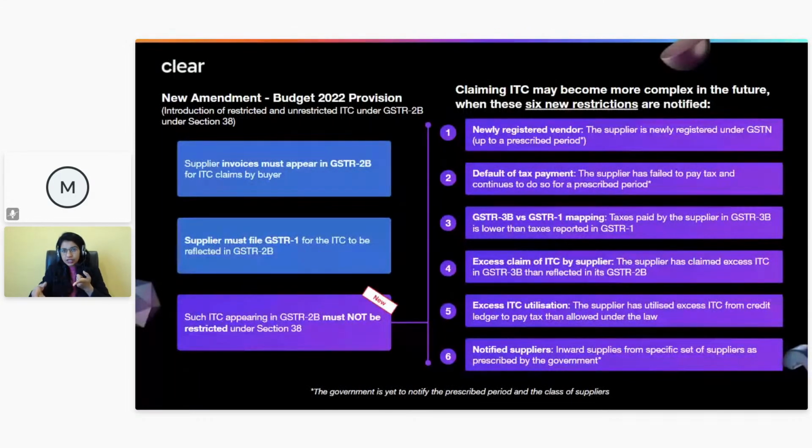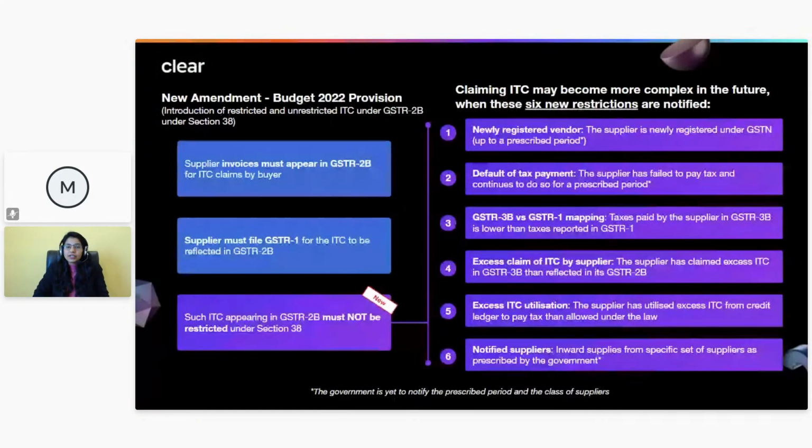Then there was another condition which was recently added in section number 16 itself, which means that the document should be appearing in GSTR 2B. Ultimately, they were saying that the supplier should have filed GSTR 1 and uploaded the document in GSTR 1. So that condition is already there, that it should not be an ineligible ITC as per section number 17.5. The ITC which you are claiming should be claimed within the prescribed threshold limit. So all of those conditions were already there.